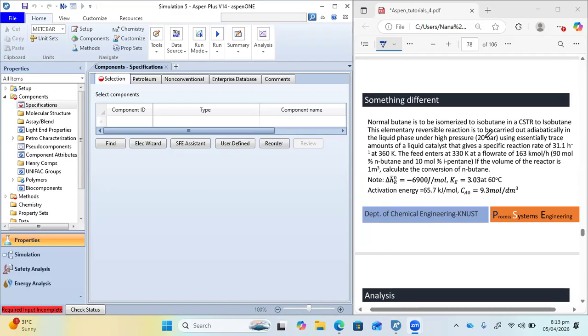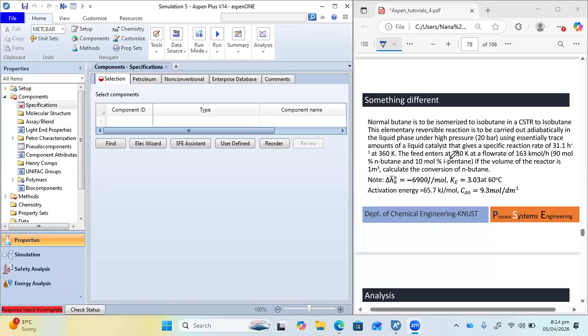So this time we are in the liquid phase under a high pressure of 20 bar, using essentially trace amounts of a liquid catalyst. That gives a specific reaction rate of 31.1 per hour at 360 Kelvin. So notice that it has given us a certain reaction rate value at a certain temperature. So this time we have a T naught value, and this is in per hour. Remember that the K values we should get should always be in per second, so we'll have to change it from per hour to per second. I'm just putting out a few points so that as we progress, we understand why we'll do certain things.